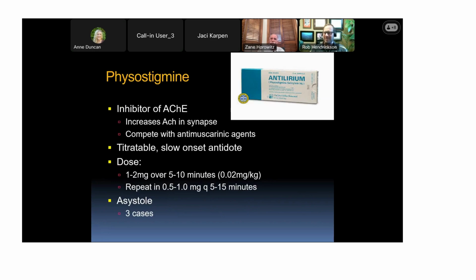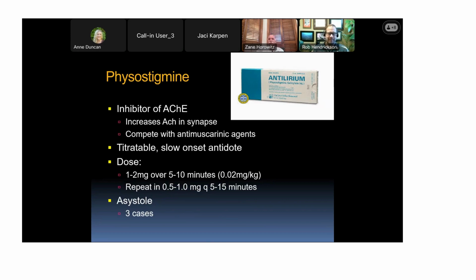Anticholium, or I'm trying to remember what the German version is called. It's something very similar, but that's what we have now because they're not making anticholium right now. So physostigmine is an inhibitor of acetylcholinesterase that is meant to reverse antimuscarinic toxicity. It doesn't quite directly compete with the antimuscarinic agent. The muscarinic antagonist is sitting on the muscarinic receptor. This increases acetylcholine. That acetylcholine then competes with the antimuscarinic agents.